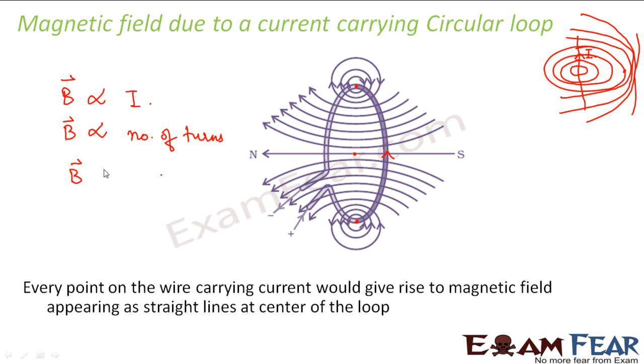And also the magnetic field is inversely proportional to the distance. Now exactly what is the relation? It is exactly r square or r to the power 3 by 2, that you will come to know when you actually derive an expression for the magnetic field in case of a circular loop, which you will do in your class 12. So this is how magnetic field will vary.